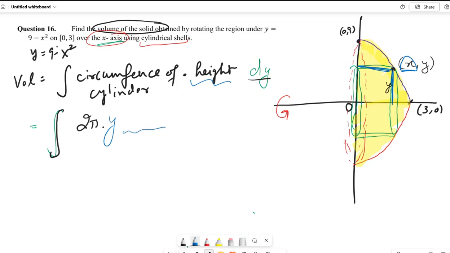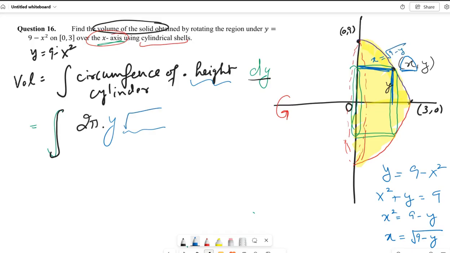Now that point is on the graph and we need to write all the variables in y's terms. We have the graph as y equal to 9 minus x square. Take x square on the other side. Therefore, x square is equal to 9 minus y. x is equal to square root of 9 minus y. That means my height, which is x, can be written as square root of 9 minus y. So here we have 9 minus y and we are integrating with respect to y. Because our integral is in terms of y, the limits of the definite integral will be in terms of y. So that is from 0 to 9.